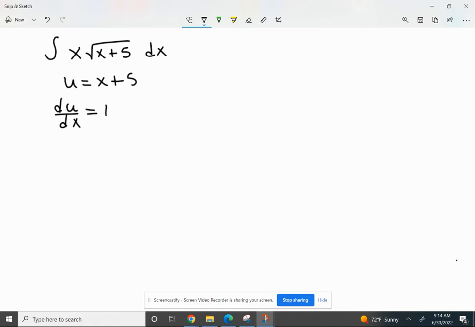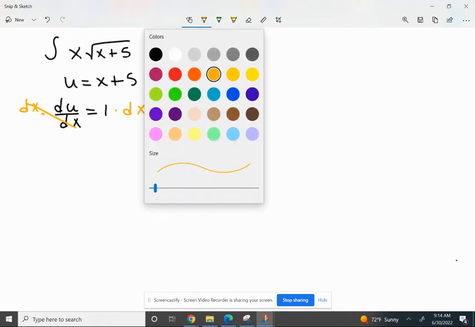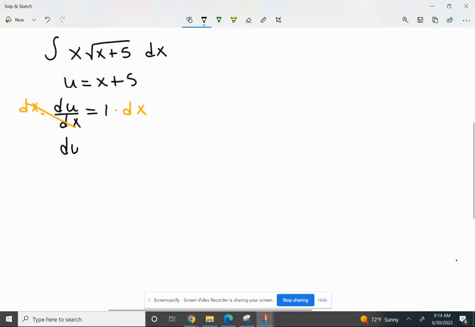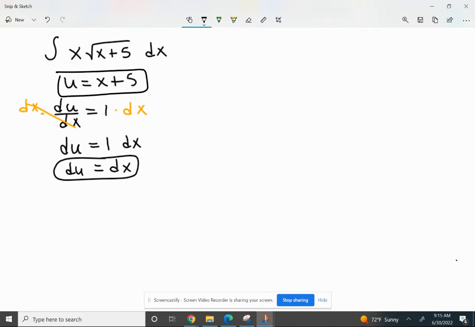We really want to have du all by itself, so we're going to multiply both sides times dx. That leaves us with du is equal to 1 dx, and really 1 dx just means dx. So these are the important things we're going to use to do a u substitution.